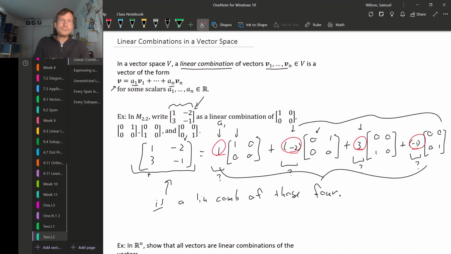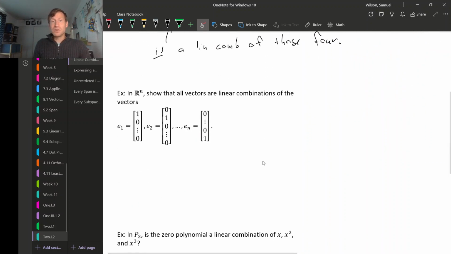All right, for another example, let's show that all vectors in Rn are linear combinations of these vectors. So what I'm trying to express with this pattern here is that we have n different vectors, and each one of them is all zeros except for one spot, which has a 1 in it. So E1 has a 1 in the first entry, E2 has a 1 in the second entry, E3 has a 1 in the third entry, and so on, down to En, which has a 1 in the nth entry, which is the last entry.